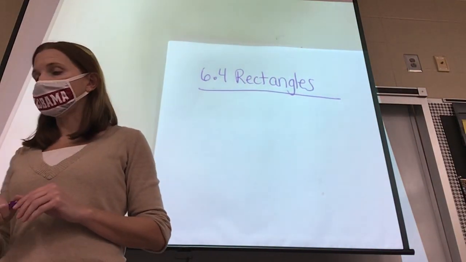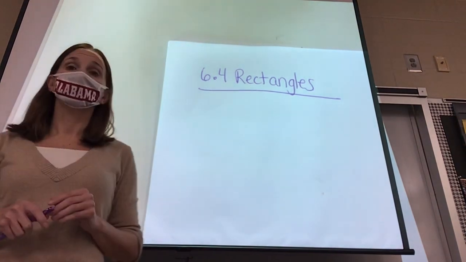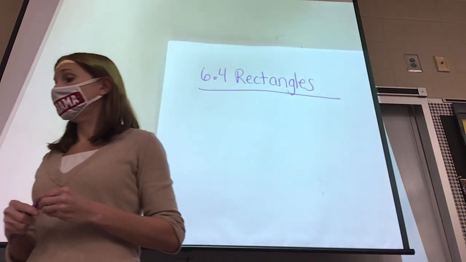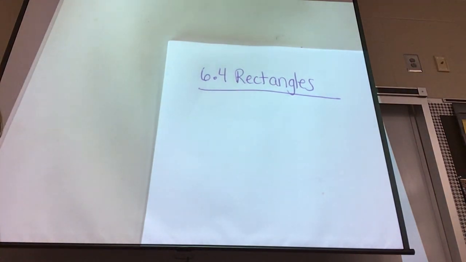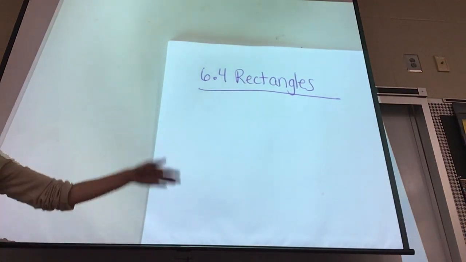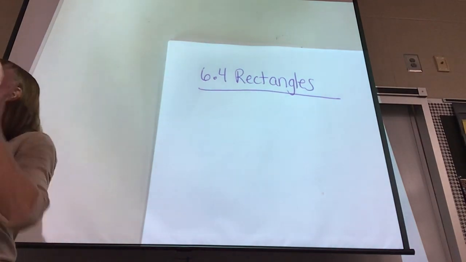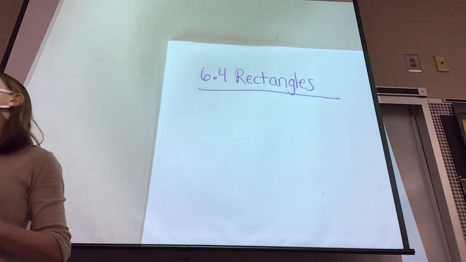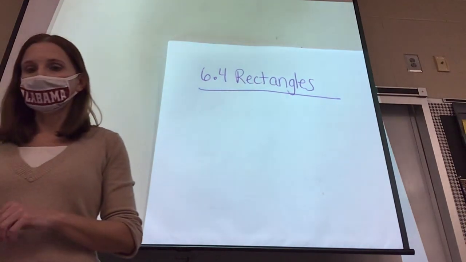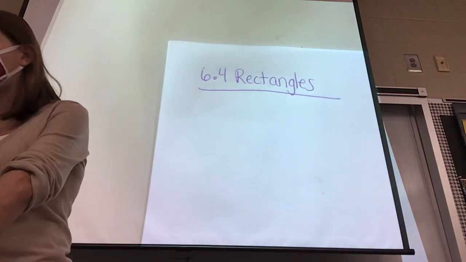Now, we're back up here with rectangles. Now, a rectangle is a form of a parallelogram. So all that good stuff that we've already talked about, some of it is still going to apply to these rectangles. But it also has some of its own stuff. So let's talk about what happens with a rectangle.